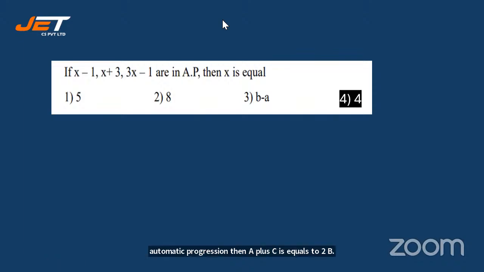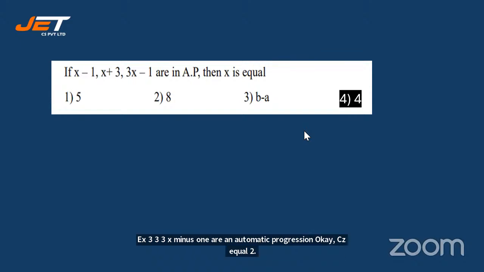If x minus 1, x plus 3, 3x minus 1 are in arithmetic progression, then x is equal to. Yes, we have moved to the next question. If x minus 1, x plus 3, 3x minus 1 are in arithmetic progression, then x is equal to. No, it is not 1. Avignesh, please check your answer.